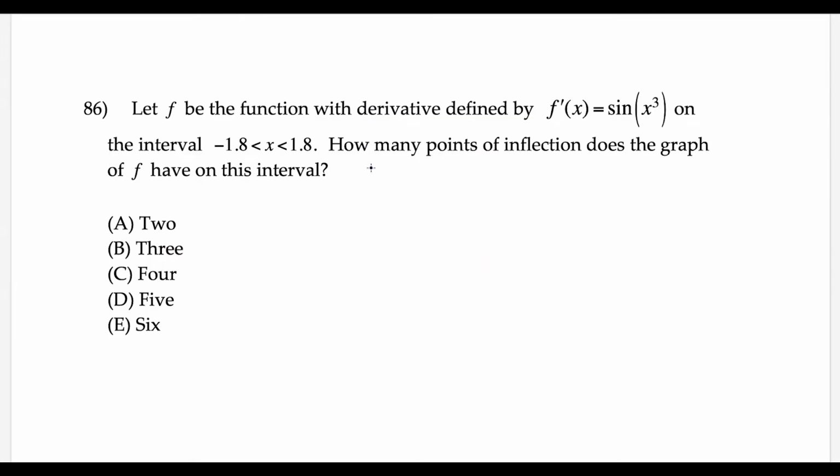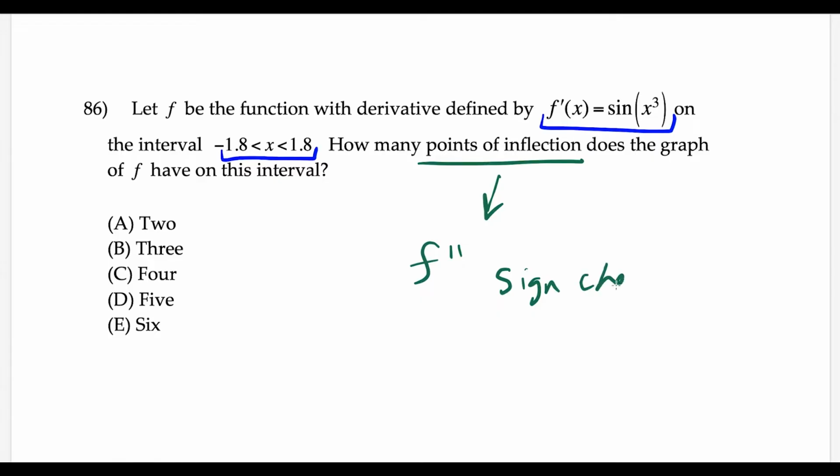For question 86, we have the function f, and we're given the derivative of f here. We're on the interval from negative 1.8 to 1.8. And the actual question is, how many points of inflection does the graph of f have on this interval? Now, you have to be a robot with your definitions. When you hear points of inflection, you're looking for an f double prime sign change. So this is going to be all calculator work. We have to find f double prime, graph it from negative 1.8 to 1.8, and count the sign changes.